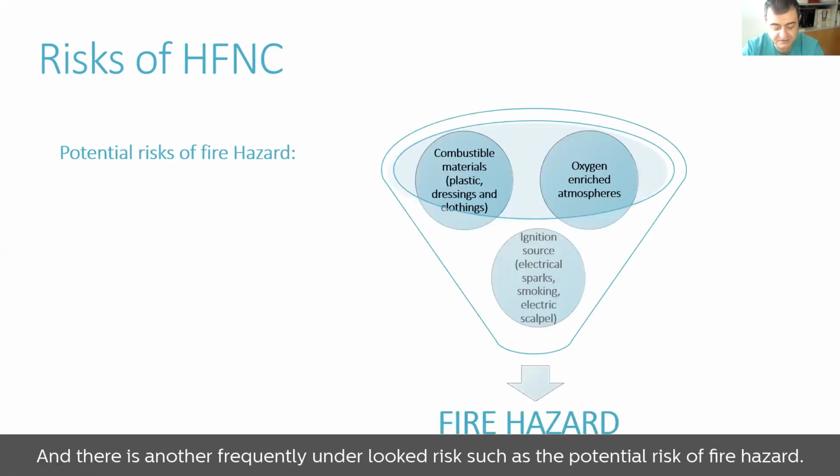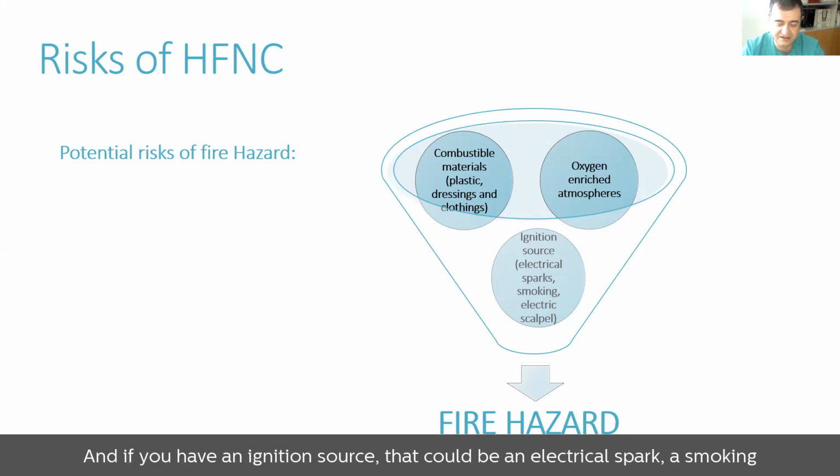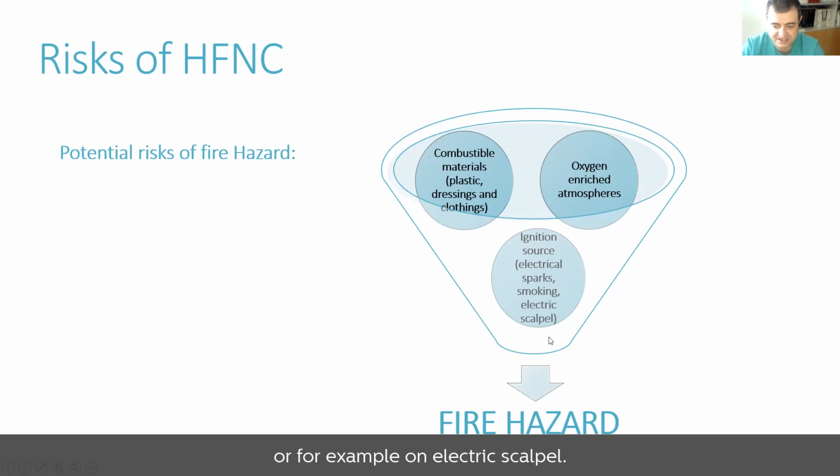And there is another frequently overlooked risk, such as the potential risk of fire hazard. We are in the same place with comburents, such as oxygen-enriched atmospheres, with combustible materials, such as plastic or dressing or clothing. And if you have an ignition source, that could be an electrical spark, smoking, or, for example, an electric scalpel, you can have a fire hazard problem.